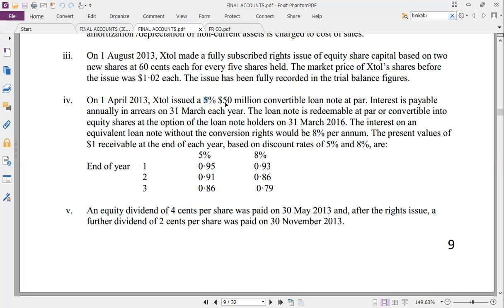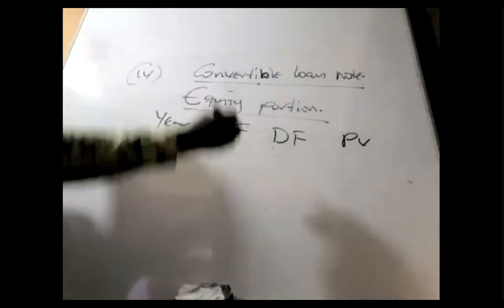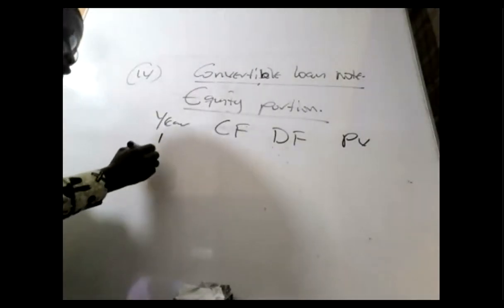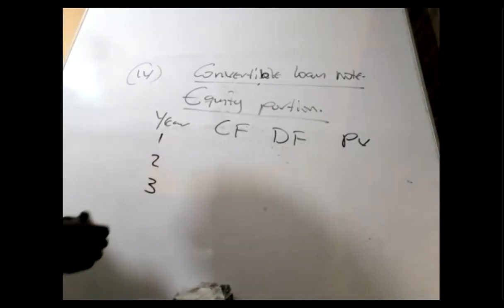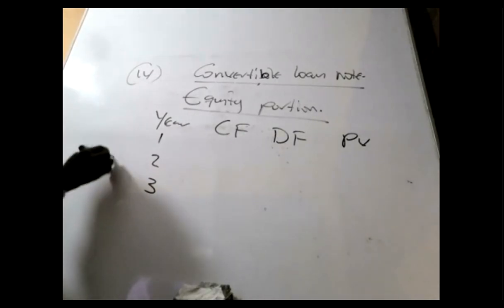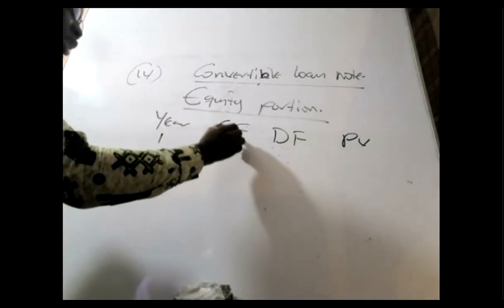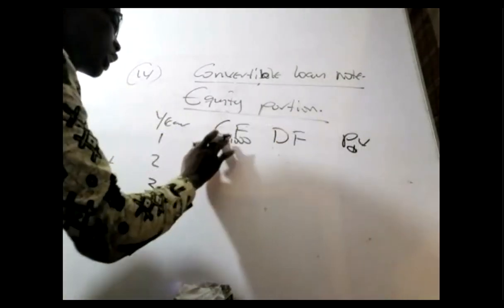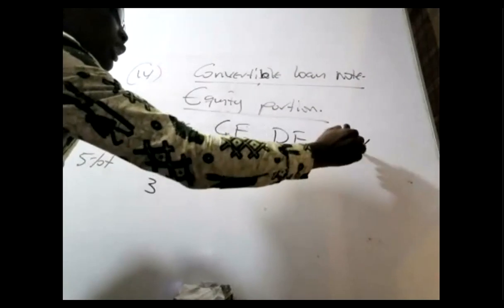So the cash flow will be 5% on the 50, the face value. We are done. Then for the discount factors, pick the 8%. We use the nominal interest rate to find the cash flow and use the effective rate to discount the cash flow. That is all. So let's go. Year 1, year 2, and year 3. The cash flow will be the same throughout, which is 5% times 50 million. Let's say we should work in thousands. We are working in dollars, so thousands of dollars.